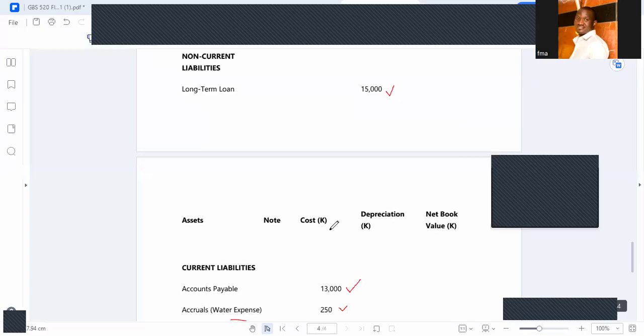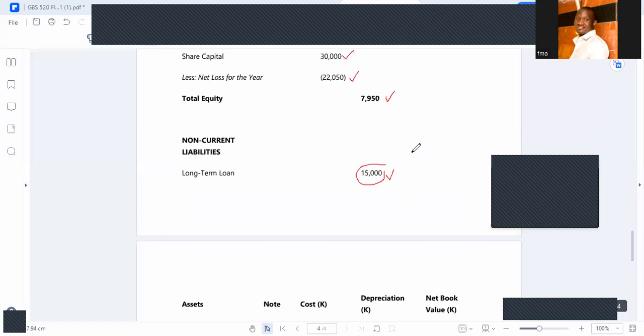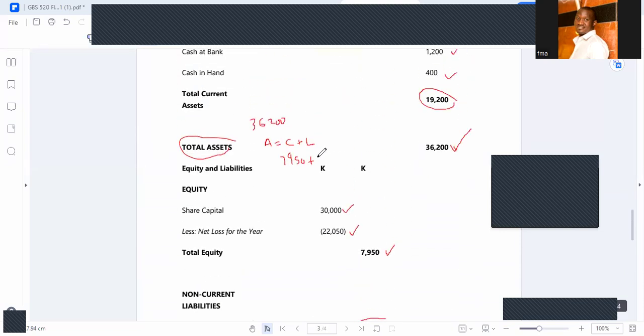15,250 plus 15,000. This is about 28. What do we get when we add this plus that? It's about 28,250. All right. Our liabilities. 28,250. So when we add 28,250 plus our capital, we're going to get 36,200. So meaning it has balanced.